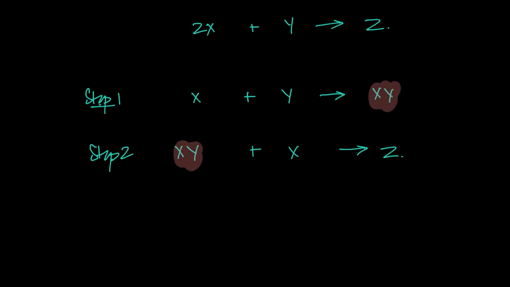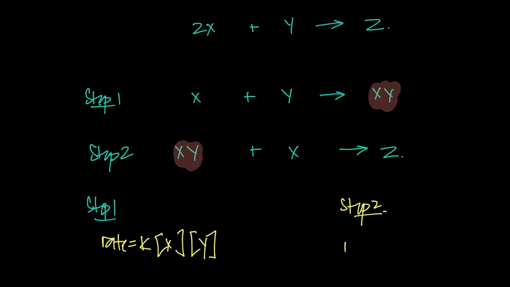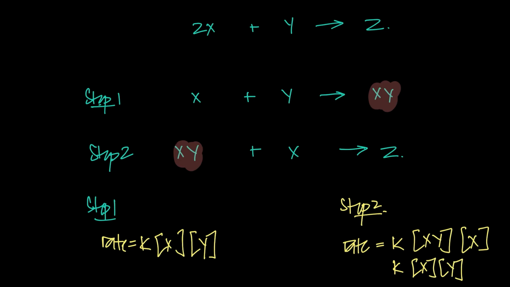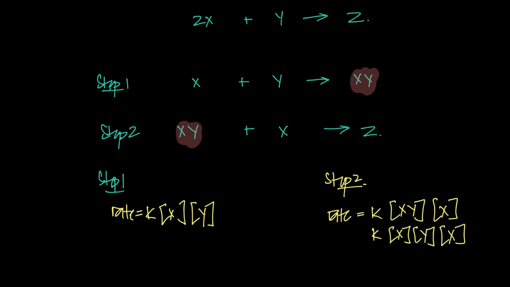So the rate equation for step 1 would be what here? Rate is equal to k into x into y. And step 2's rate equation would be what? K into xy into x. But how did I make xy? From x and y in the first step, which tells me that the rate equation for the second step is simply x squared into y.